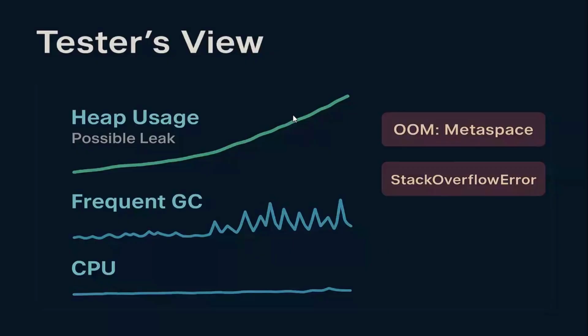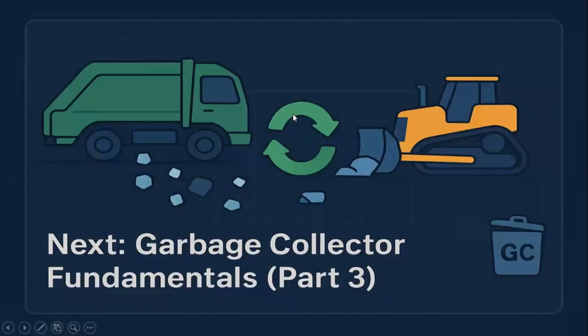Now that you understand the JVM memory areas, the next step is learning how garbage collection works, because leaks happen when objects escape garbage collection. In part 3, we will break down the garbage collector fundamentals: minor GC, major GC, full GC, and see how they impact the performance testing results.